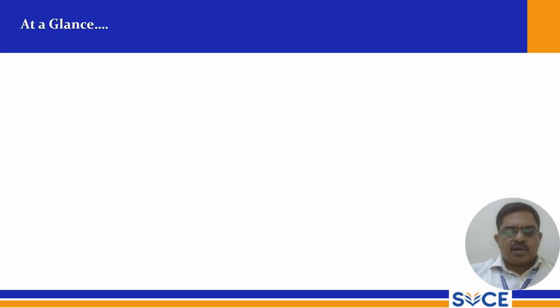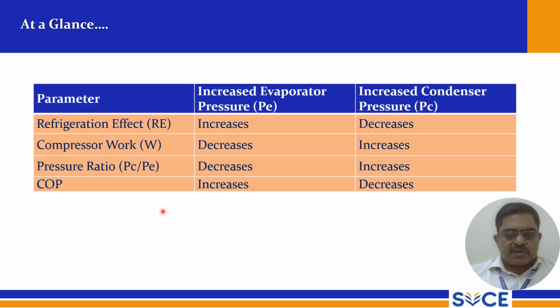Now let me consolidate what we have seen for the condenser pressure and the evaporator pressure. You can remember these points so that you can explain them very easily in the exam also. These are the points we have discussed in this session. The first parameter is refrigeration effect. With increased evaporator pressure, the refrigeration effect increases, and with increased condenser pressure, the refrigeration effect decreases. So this is a disadvantage and this is an advantage.